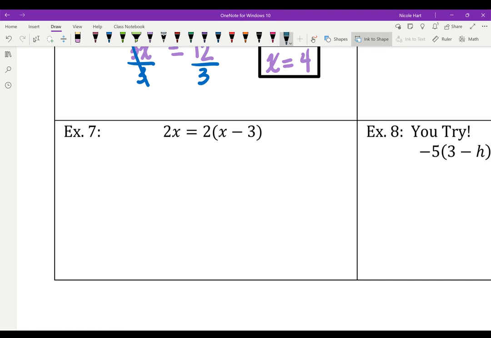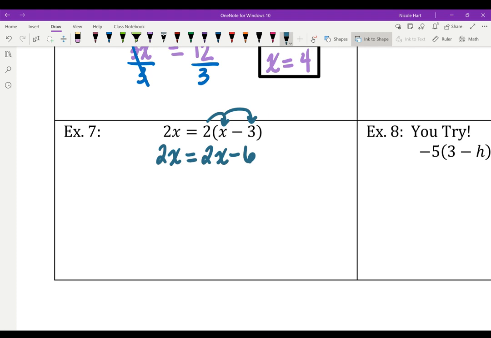And our last one here says 2x equals 2 parentheses. So we've got to distribute negative 3 or minus 3. So we have 2x on the left, and on the right-hand side, 2x minus 6.